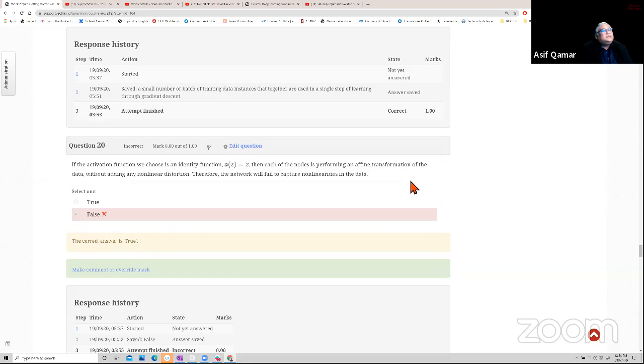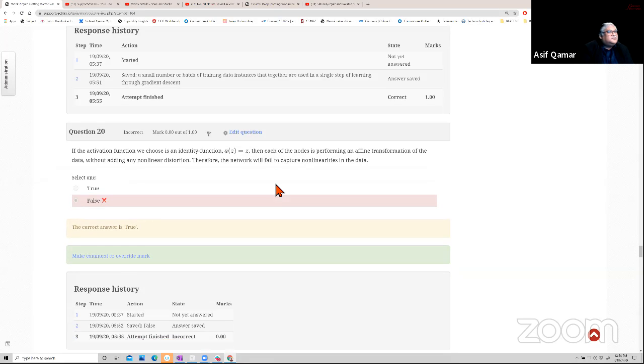Right. So that's just a little way, a mnemonic, if you want to remember it. That's sort of the gist of affine transformation.